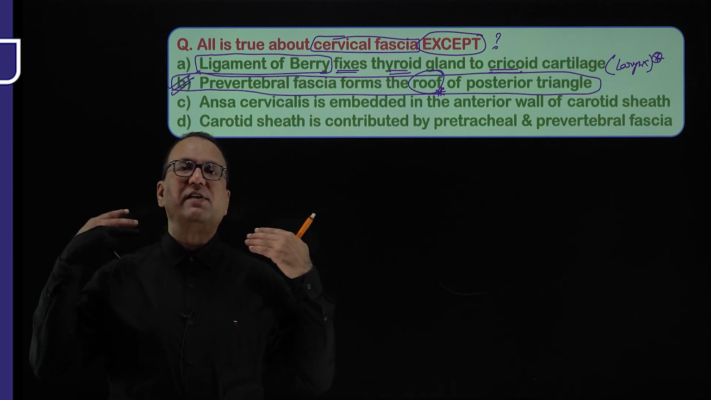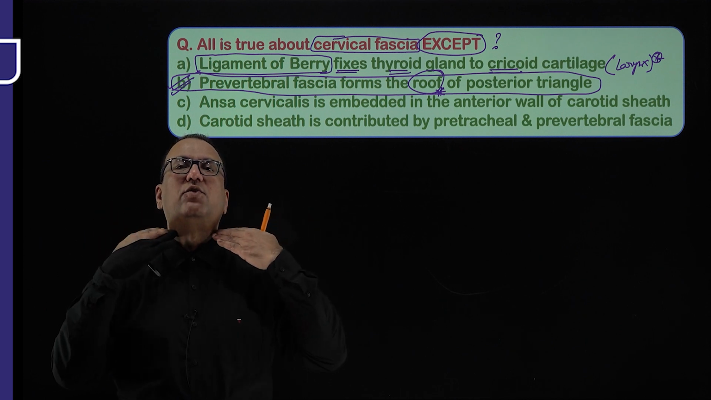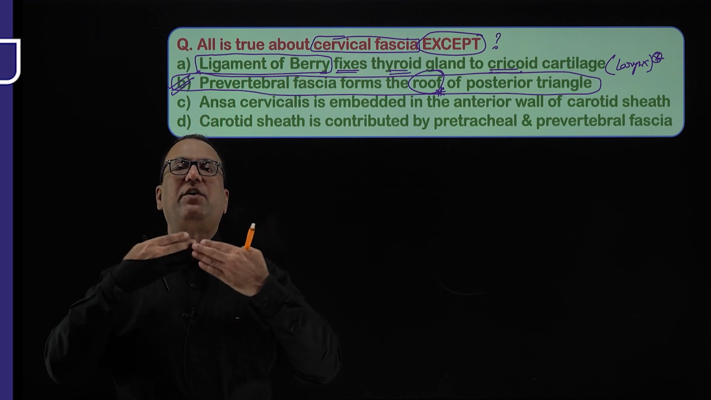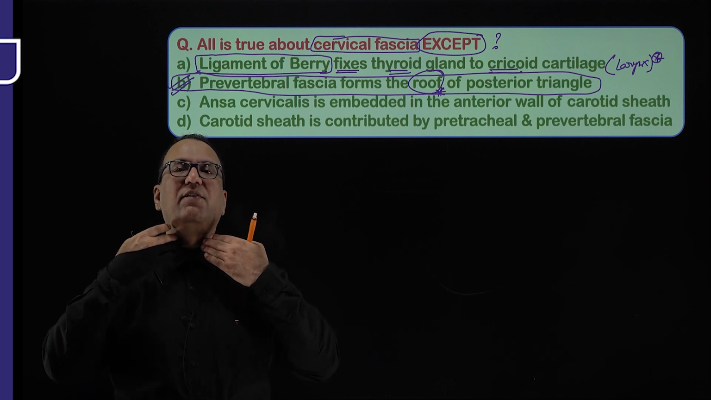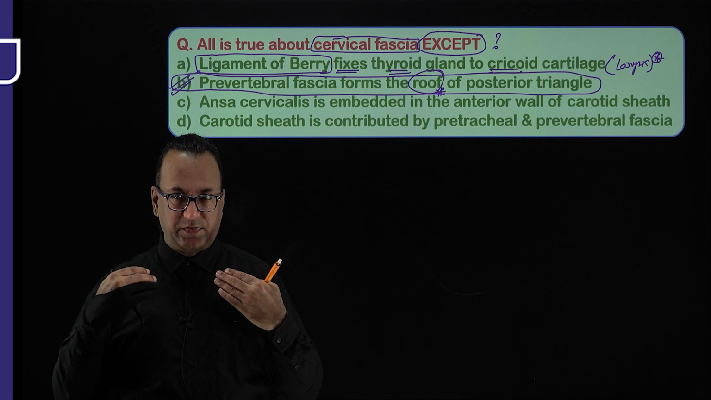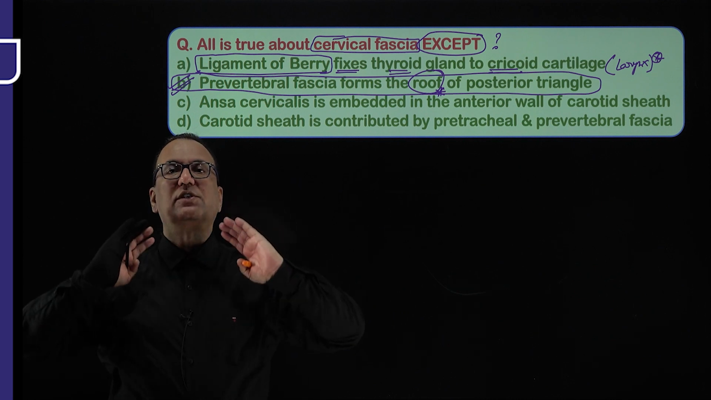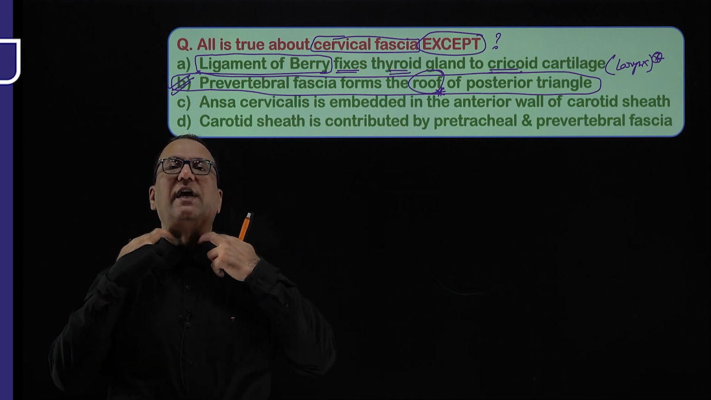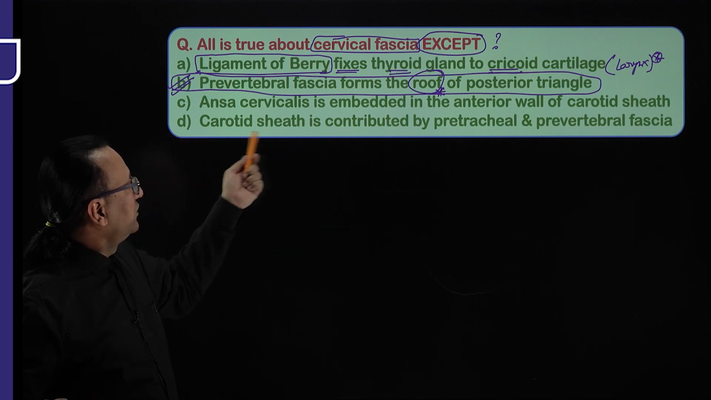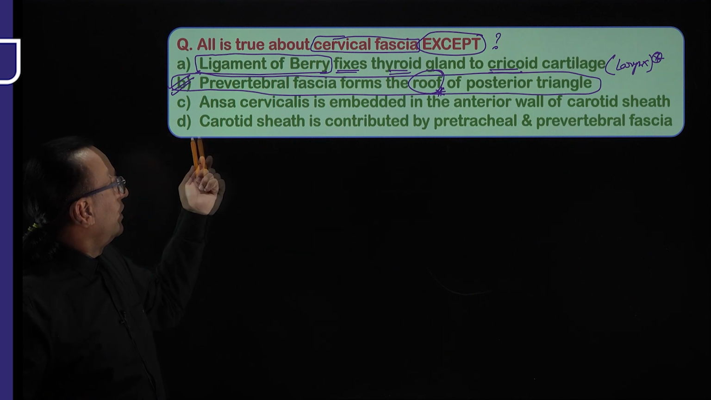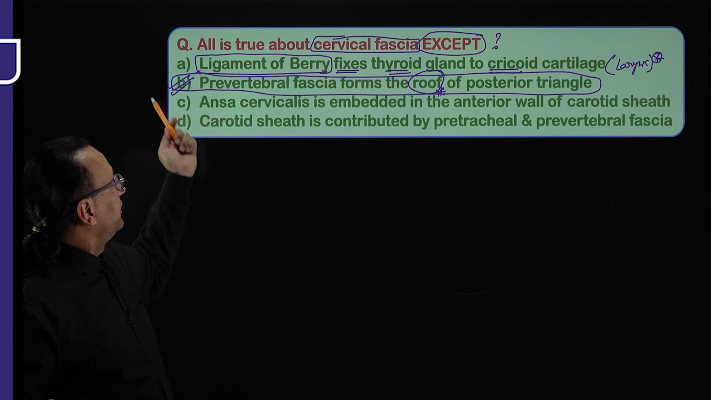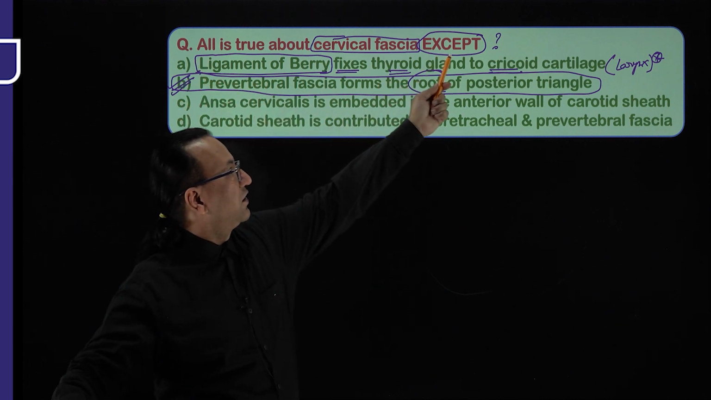If you talk about the investing layer, it will be contributing laterally to the carotid sheath. If you're talking about the pretracheal layer of deep cervical fascia, it was contributing from the medial side. And if you're talking about the prevertebral layer of deep cervical fascia, it was contributing from the posterior side. So the carotid sheath has contribution from 3 layers of deep cervical fascia, no problem here. The only wrong statement here is choice number B, and that remains the answer of exception.